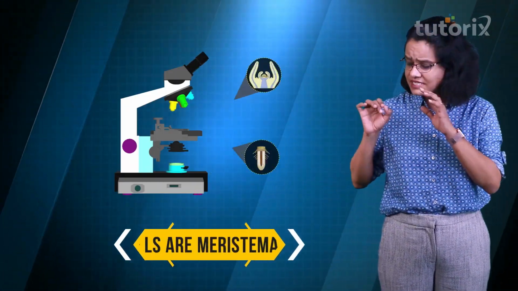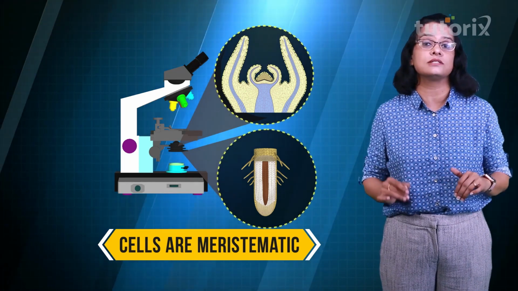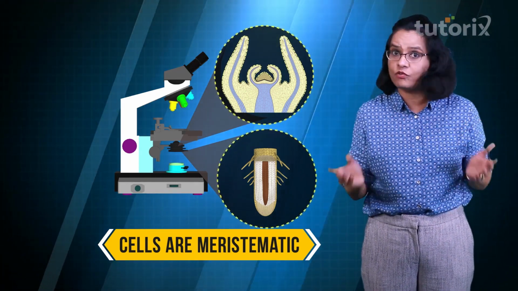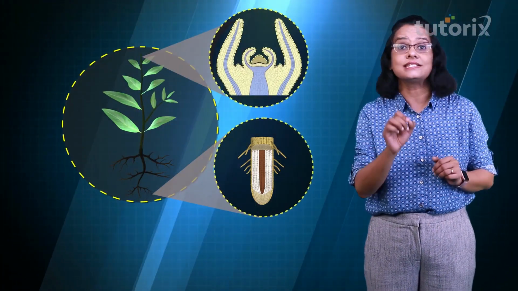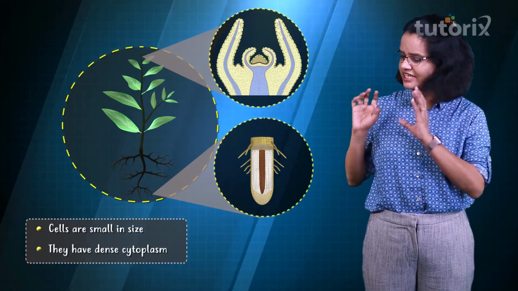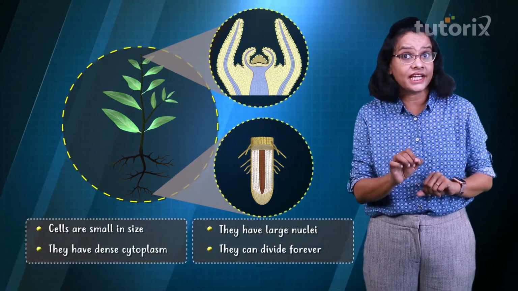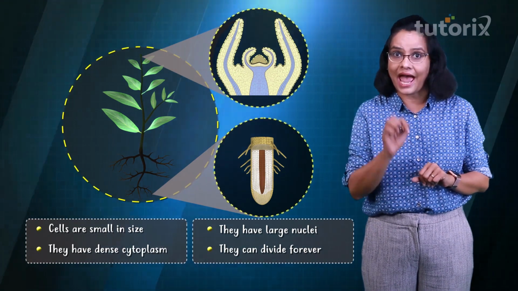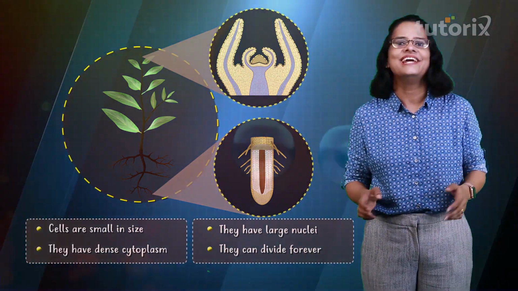And guys, if we observe longitudinal section of the root tip and the shoot tip, then we see that the cells that are present in these sections are meristematic. And how do we say so? Yes, these cells are small in size, they have a dense cytoplasm, they have large nuclei, and the most important property, they keep on dividing forever.